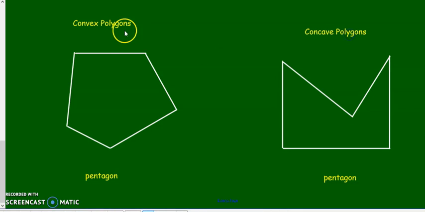Now, what is the definition of convex and concave? You can almost see right away what it is, but the real definition is this. If I pick any 2 points in this convex polygon and I join them, the segment joining those 2 points will always be inside the figure. So wherever I put this, it will always be inside the figure. If I pick a point over here and a point over there, the segment will always be inside the figure.